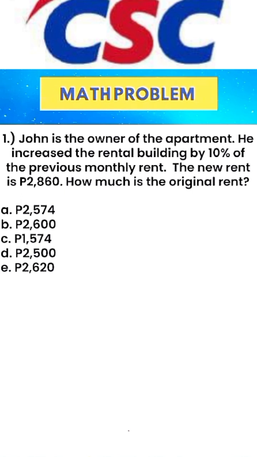John is the owner of the apartment. He increased the rental building by 10% of the previous monthly rent. The new rent is 2,860. The question here is, how much is the original rent?